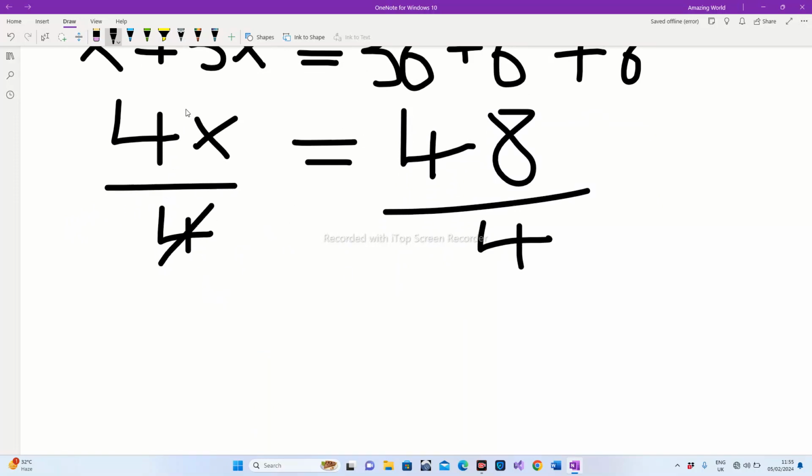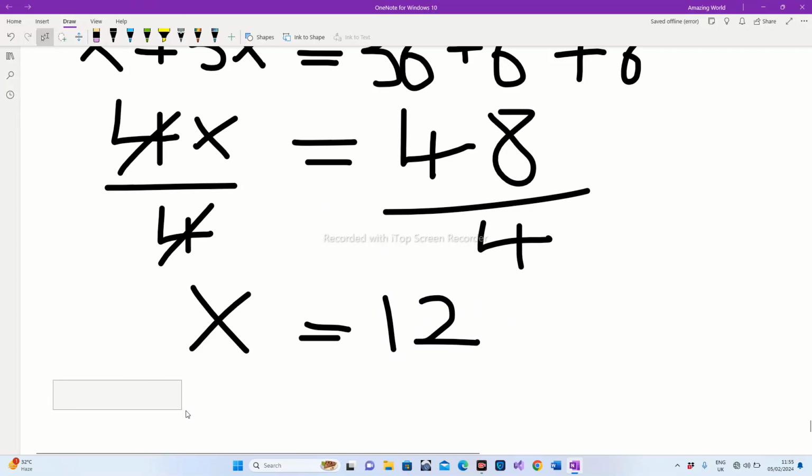And so if we do this, we'll be left with x being 48 divided by 4. That will give us 12. So this is very simple, as we have found that the daughter is 12 years old. I hope this is very clear.